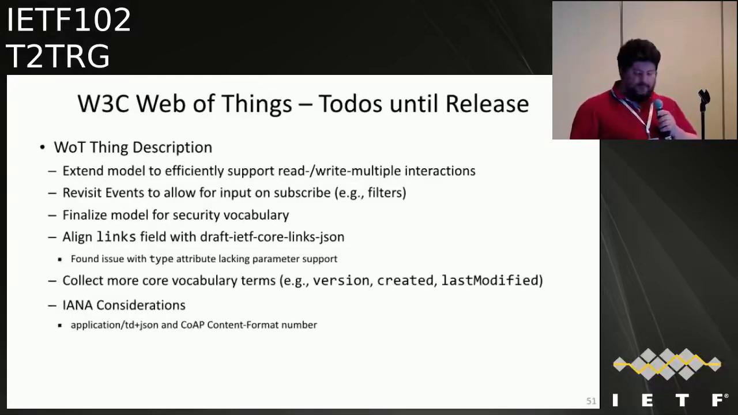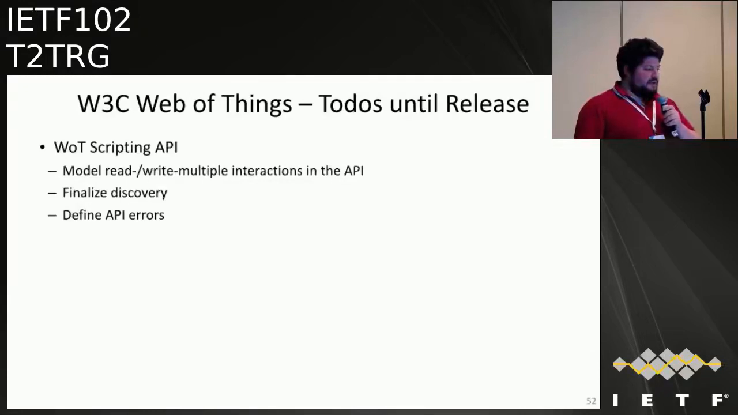Good, and then finish up with some IANA considerations. So for instance, I mentioned the media type we want to allocate for the thing description. Then for the scripting API, we want, of course, to handle how to model this read-write multiple. We have to finalize the discovery calls, and what is so far open is to define how errors should be thrown, or how the error modeling within the API works.